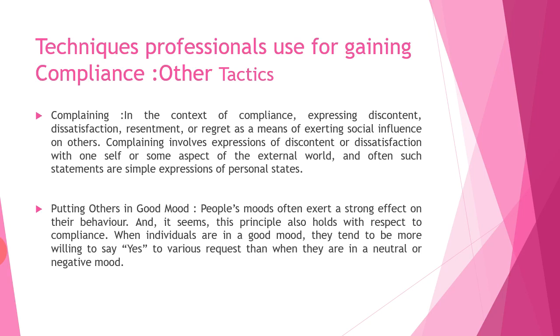Next come other tactics for gaining compliance. First one is complaining. In the context of compliance, it is expressing discontent, dissatisfaction, resentment, or regret as a means of exerting social influence on others. So complaining involves expression of discontent or dissatisfaction with oneself or some aspect of the external world, and often such statements are simple expressions of personal states. This can be seen among couples.